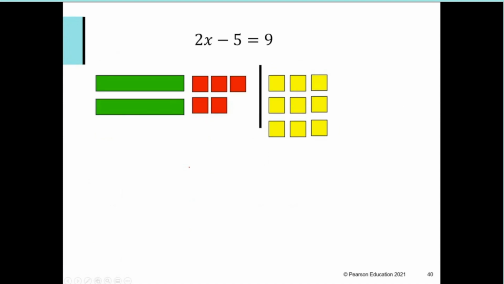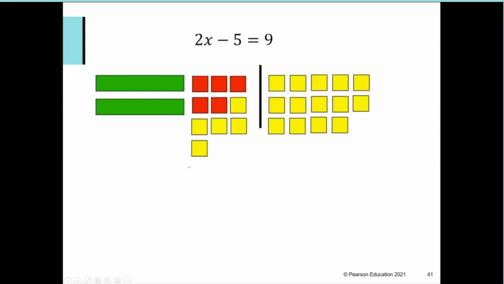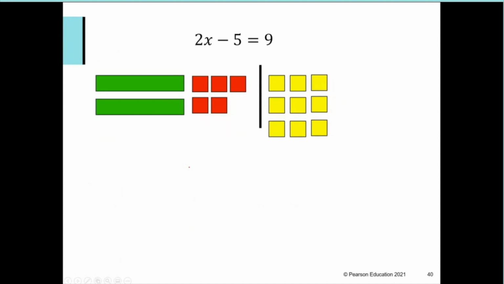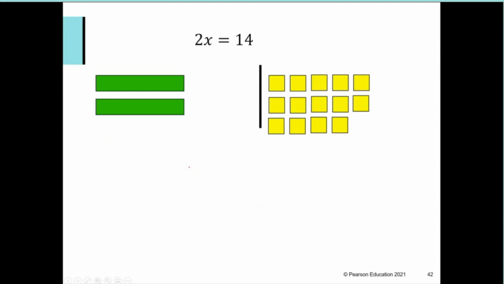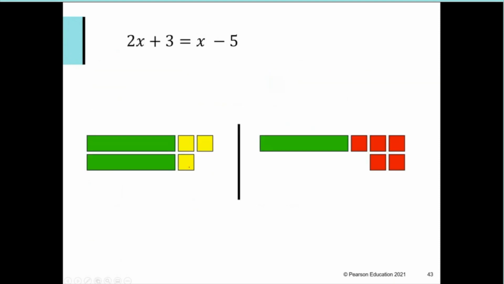If we had something like 2x minus 5 equals 9, this is where you can see it's not as obvious as just having yellows on both sides. I can't just move those 5 reds onto the right-hand side because that's just going to get in a mess. I need to create zero pairs. So I'm just going to add on 5 yellow counters to both sides. I'm keeping it the same, but now I've got my zero pairs. So I end up with 2x equals 14, so x equals 7.